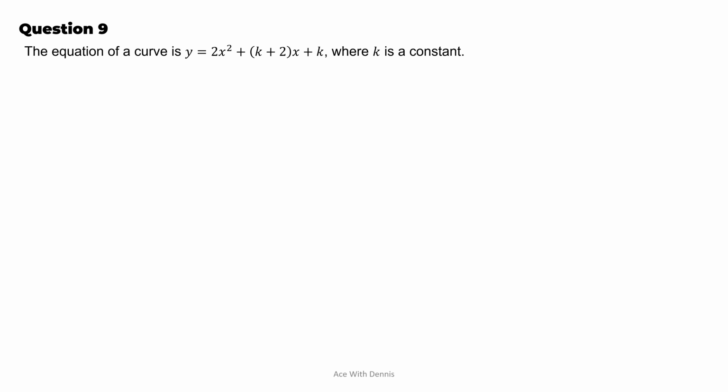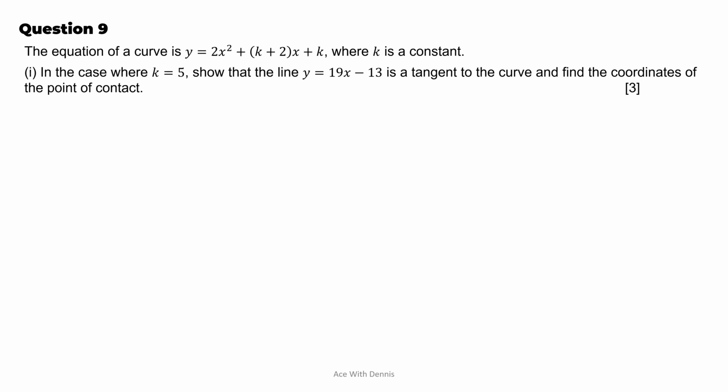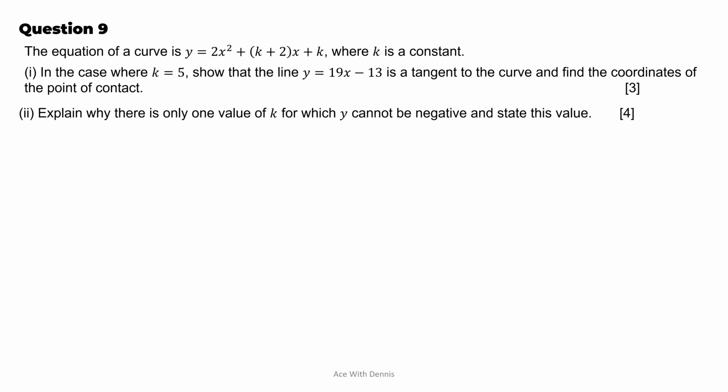Question 9. The equation of a curve is y equals 2x squared plus bracket k plus 2 x plus k, where k is a constant. 1. In the case where k equals 5, show that the line y equals 19x minus 13 is a tangent to the curve and find the coordinates of the point of contact. 3 marks. 2. Explain why there is only one value of k for which y cannot be negative and state this value. 4 marks.